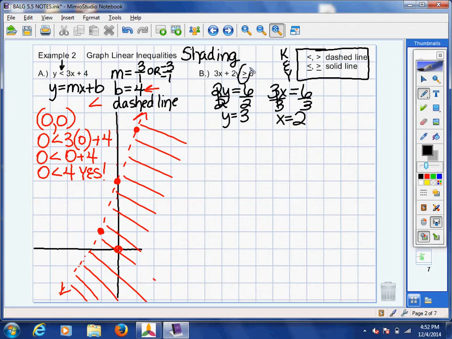Now let's look at that inequality symbol. That's a greater than or equal to. So that tells me solid line, okay? Solid line. Let's get this thing graphed. Let's see what's going on here.